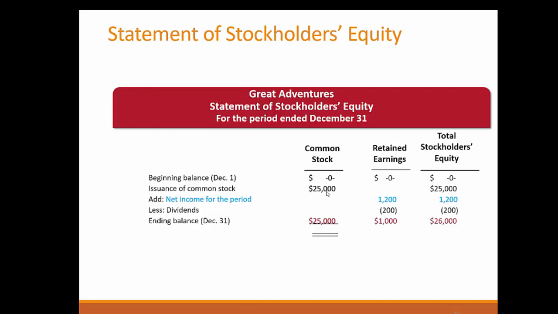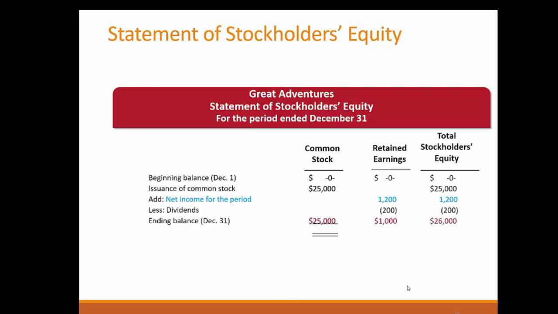So 25,000 plus nothing else is 25,000. Then I have net income coming in of $1,200, but I paid dividends out of that. The dividends come from my equity account. The dividends is an equity account. So my ending retained earnings is $1,000, meaning 25,000 plus 1,000 is 26,000. And that is my statement of stockholders' equity.